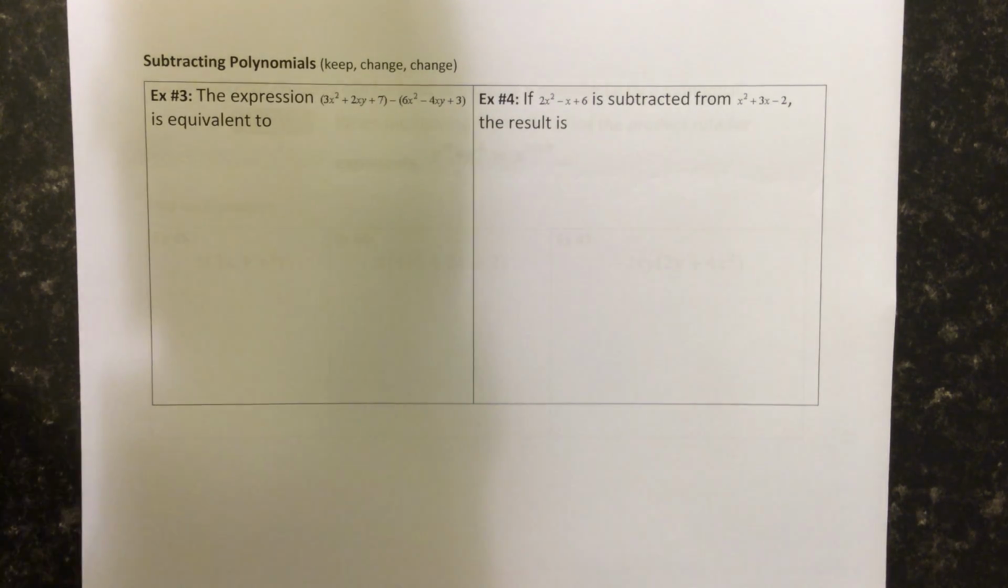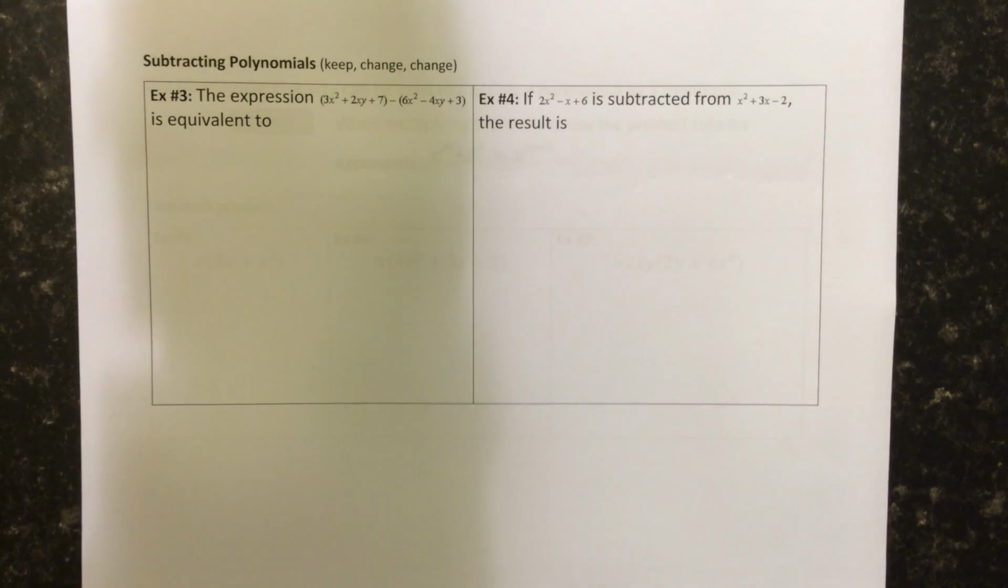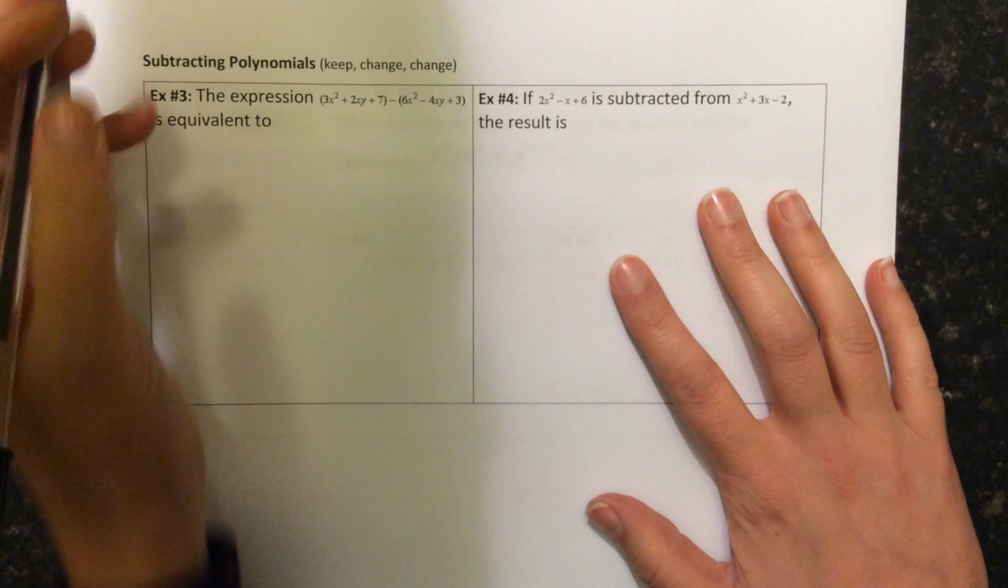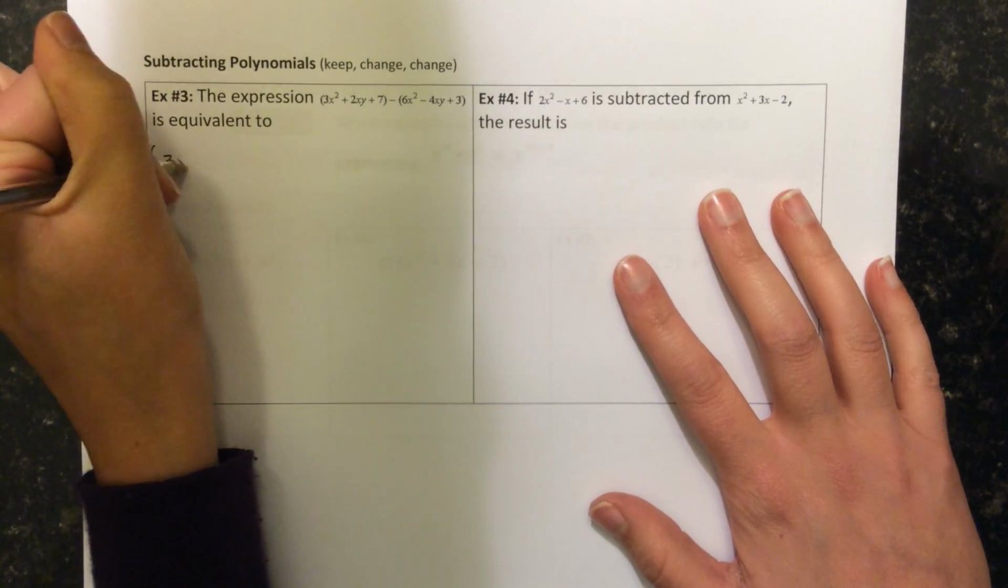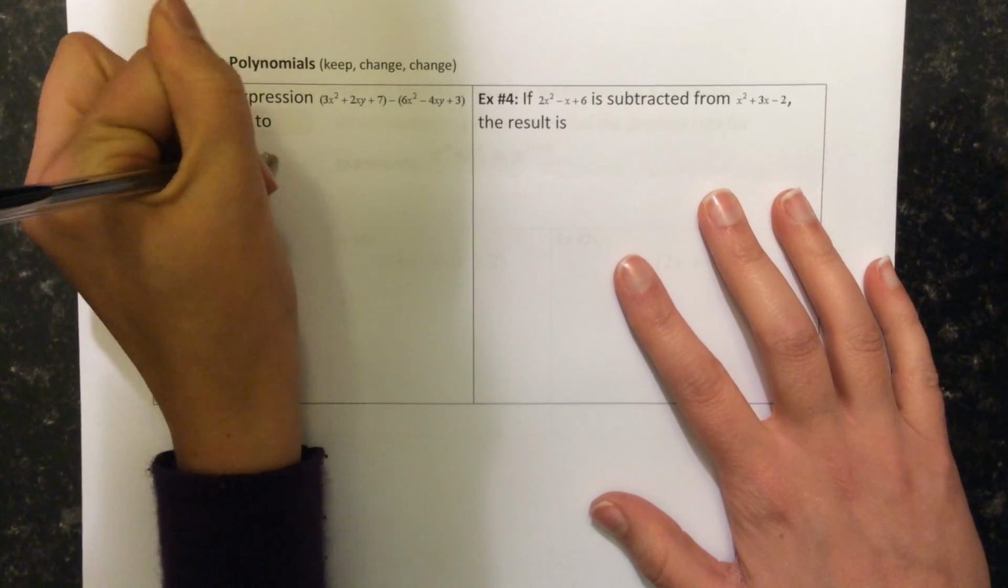A little bit trickier is subtracting polynomials, and you can see this says keep, change, change. This should sound familiar to you. It's okay if it doesn't. All I'm going to do is rewrite this so we can kind of see what we're working with here. So this is subtraction. I'm still going to be focused on my like terms here.